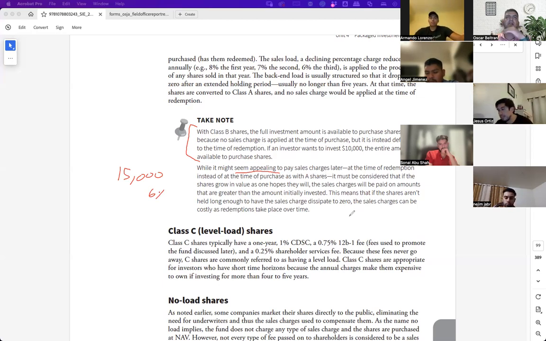Yes. So obviously, if you plan to take money out in a short time, then this right here is not your best option. If shares aren't held long enough for the sales charge to be zero, the sales charge can be costly at redemption. All right, and then Class C shares. So you basically want to hold it longer. The longer you have it, the less sales charge. Every year it drops down. Okay, and then Class C has a 1 year CDSC.